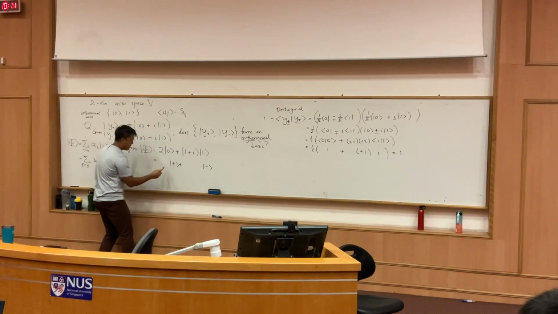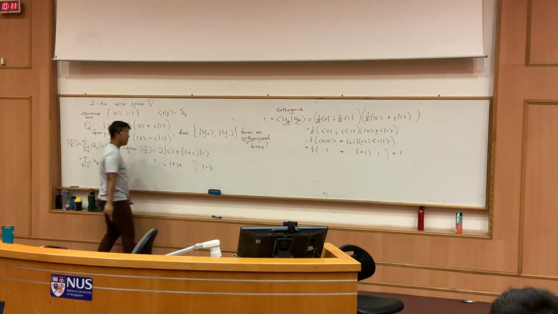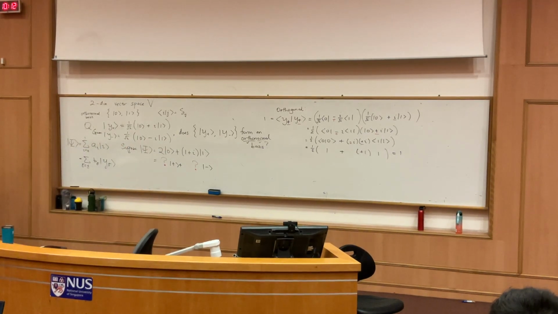So I'm asking you to calculate this guy and this guy. What are the coefficients in front of the plus or minus states, if I write it in that basis? Anyone? All of you took linear algebra. Some of you have A's in it, so this should not be a hard question.